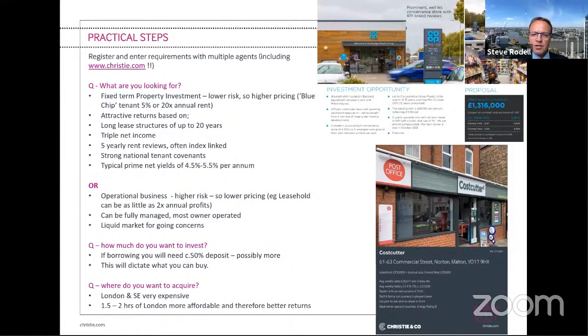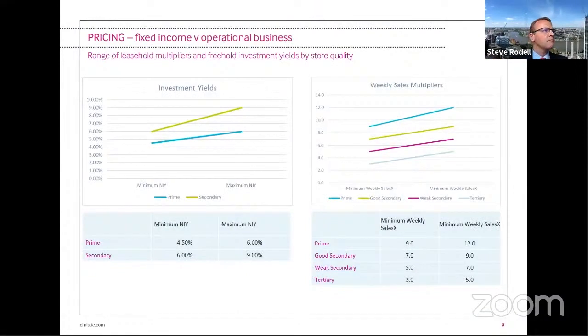So I'm just going to finish off with some more specific pricing. So there's just some graphs. Again, these will be in the pack, I guess, which show you where the investment yields are for the fixed income opportunities. And then on the right-hand side, specific to our convenience retail sector, there are some multiples that you'll be needing to pay for different types of convenience store, whether they're primary through to tertiary, depending on whether they're in good locations or not. Very broad, rough rule of thumb is that pricing is expressed as a multiple of weekly sales. So if you're doing £15,000 a week in a store, you'll probably have to pay 150 grand for a lease.